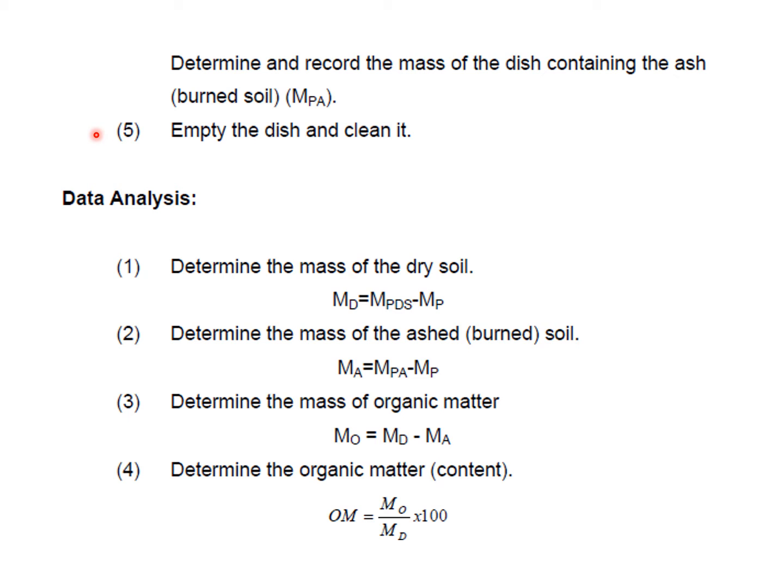Now for the data analysis, you can see first thing is the determination of the mass of the dry soil, and that is obviously m sub d, and that is equal to m sub pds minus m sub p. We have already described m sub pds and m sub p on the previous slide. Next, determine the mass of the ash or the burnt soil, and that is m sub a, that is equal to m sub pa minus m sub p. Then determine the mass of organic matter. This is m sub o, that is equal to m sub d minus m sub a.